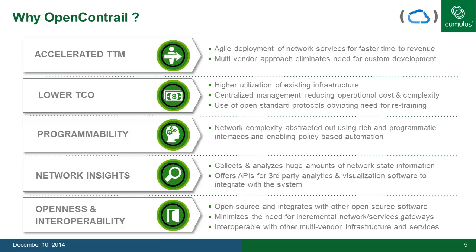A lot of convergence is happening across not just network technologies, but now network, compute, and storage. And so opening up the network to programmatic control and this concept of programmability using automation and policy-based automation is a key tenet of Open Contrail.